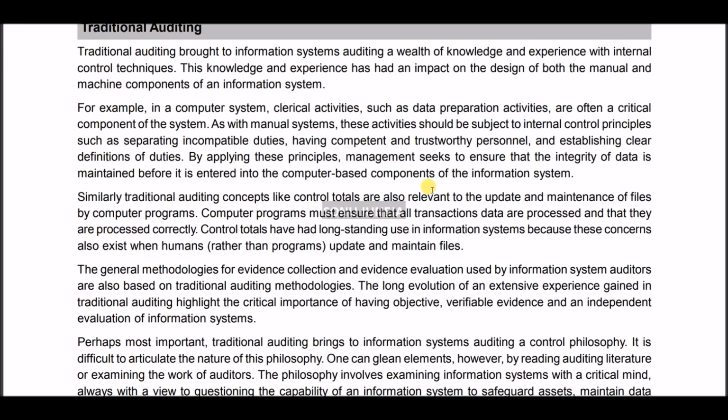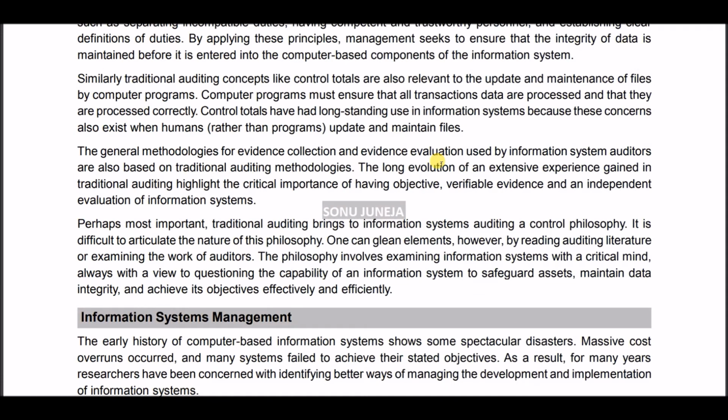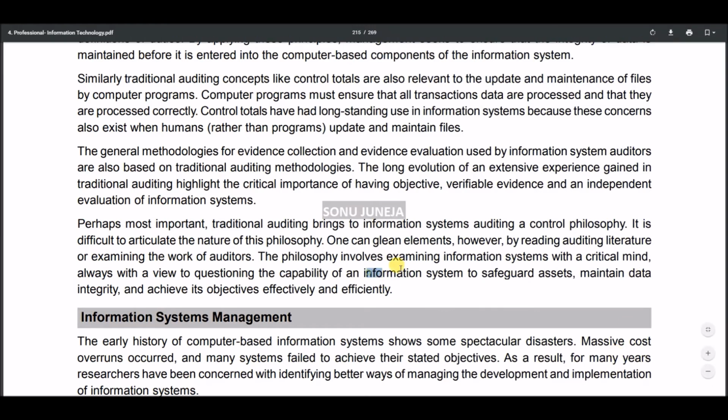Now, the methodologies of collecting the data, evaluating and evidencing it, everything is based on traditional auditing methodologies. Most traditional ways don't have a specific base where you can start objectifying what all you need to check, and what the situation should be where you are supposed to check the integrity of the data, maintain the data or evaluate the data accordingly. However, an information system shall be able to safeguard your asset, maintain your data integrity and achieve its objectives efficiently and effectively.